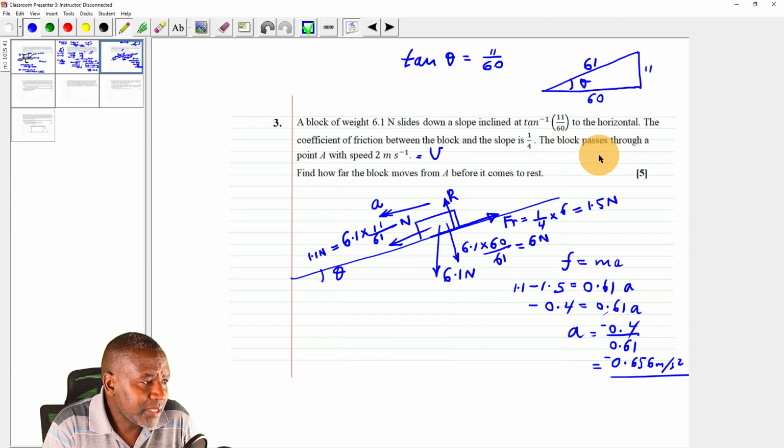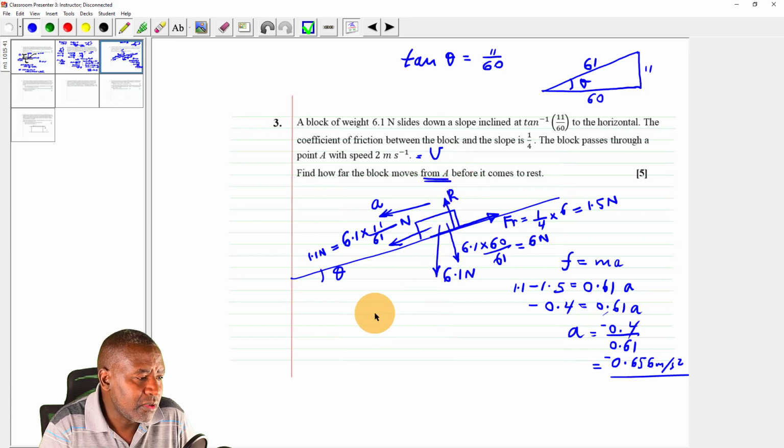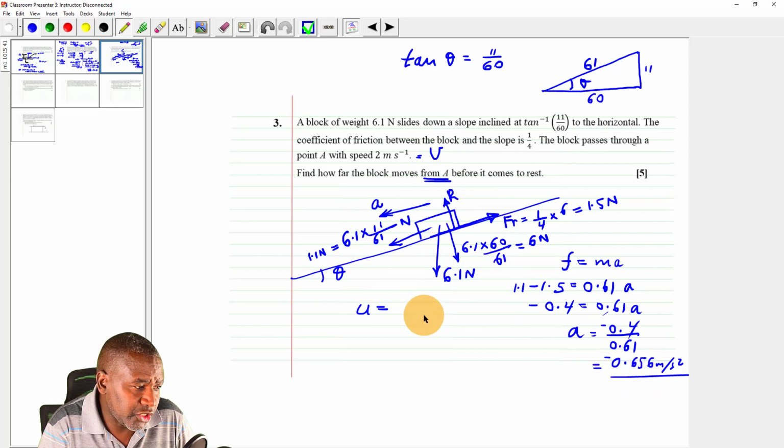So the block passes through a given point A with a speed of that much. Find how far the block moves from A. So indeed, I now am sure that I know the value of u. Whatever I used as a v here in order to help me work out the acceleration becomes my u, which is 2. Our v is 0.